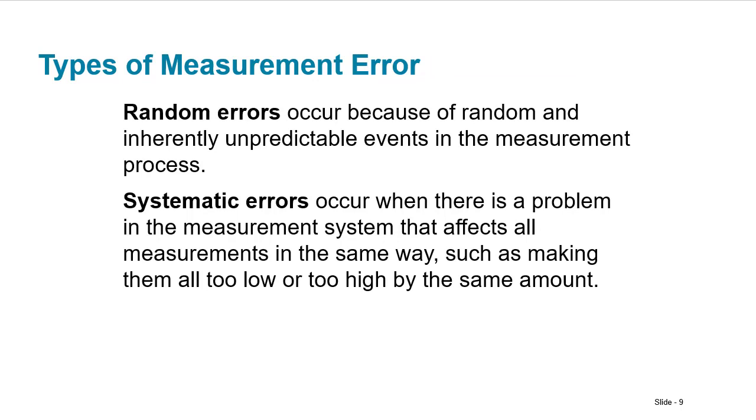Random errors occur because of random and inherently unpredictable events in the measurement process. A systematic error occurs when there's a problem in the measurement system that affects all measurements in the same direction, i.e. everything gets over-measured or under-measured, right? So everything comes out too high or too low. That's a systematic error.